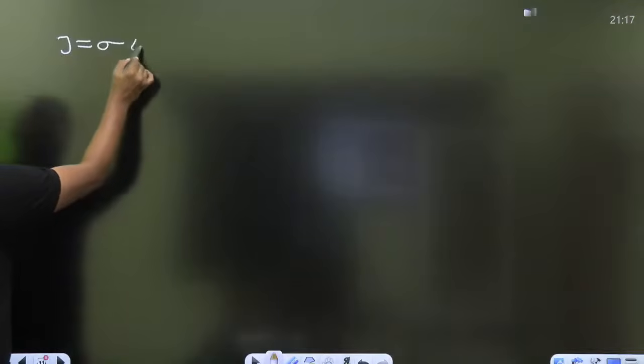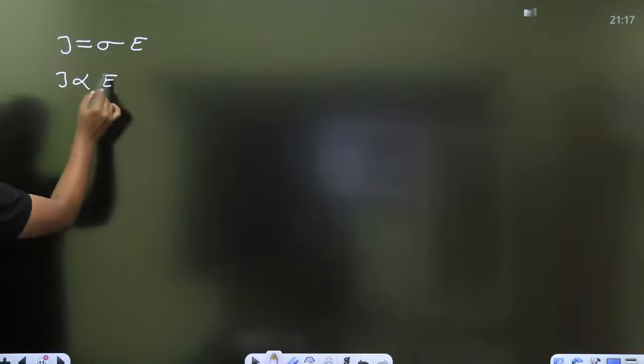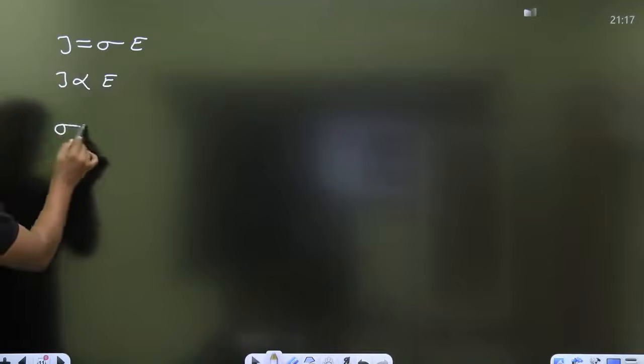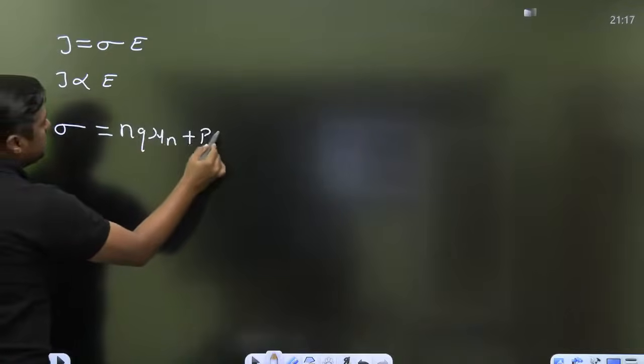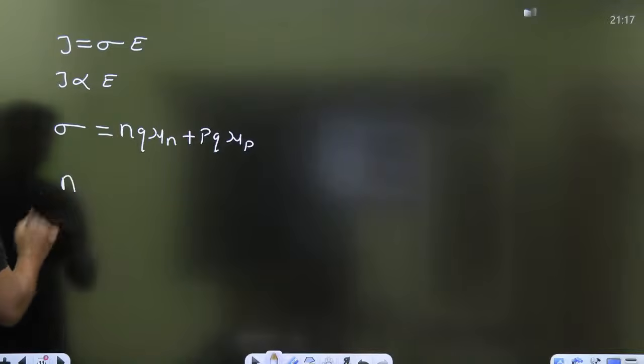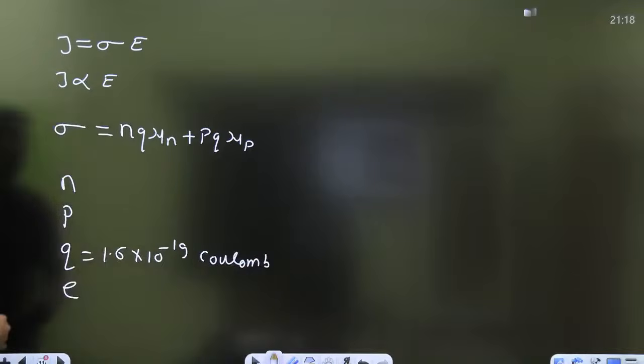In intrinsic semiconductor, remember I am giving you the important formula. J is equal to what? Sigma E. J is equal to sigma E, means J is proportional to E, that is the Ohm's law, and sigma is the conductivity. Sigma is given by NQ mu N plus PQ mu P for semiconductor. N is the concentration of electron, P is the concentration of hole, Q is the charge, 1.6 into 10 raised to power minus 19 coulomb. That is the value of Q. In some book it is represented by E, no problem.